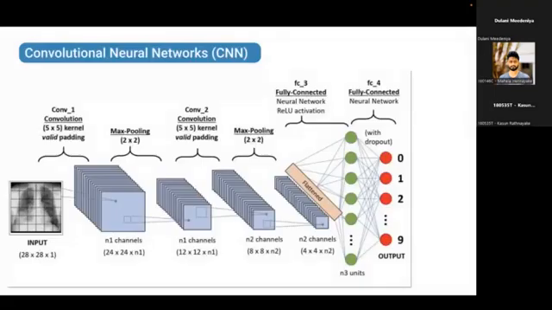And this is a convolutional neural network, which is also a concept that we have used for feature extraction. The first layer of CNN performs a process called convolution.